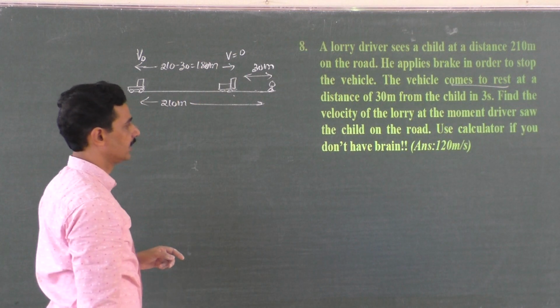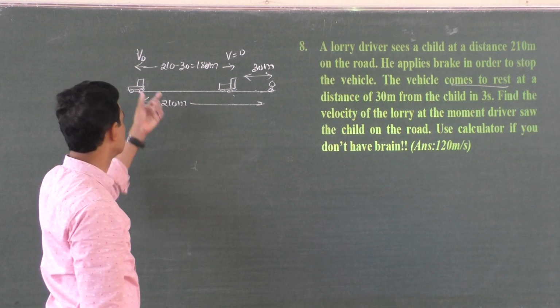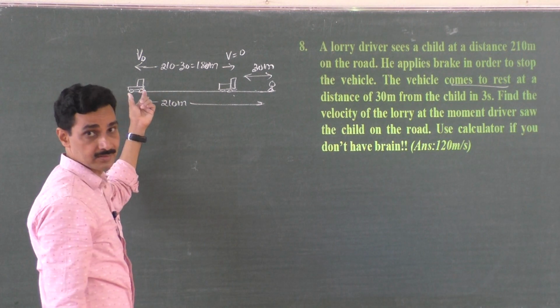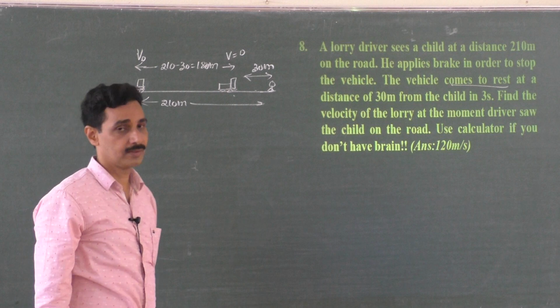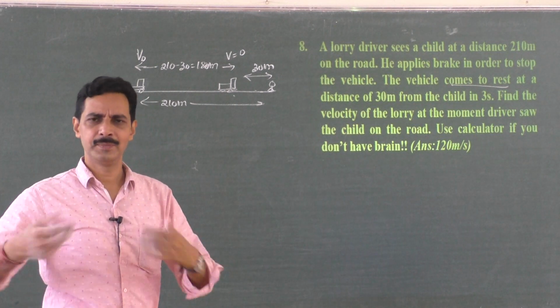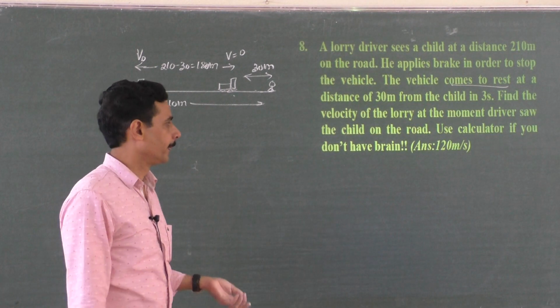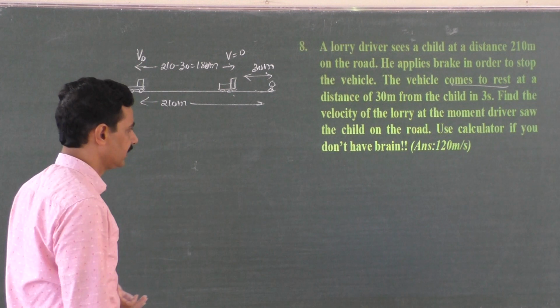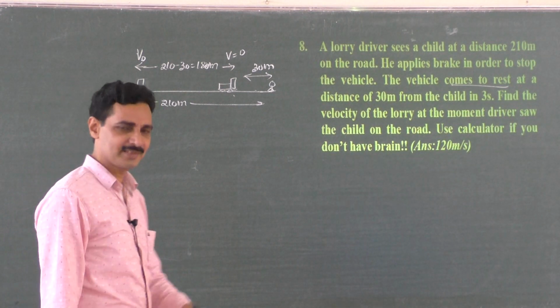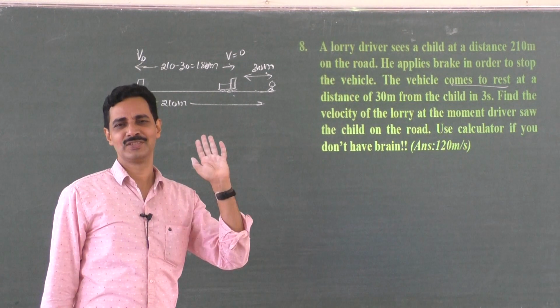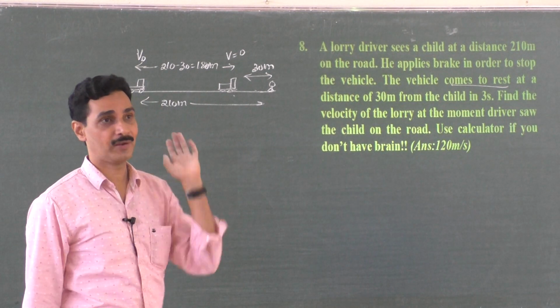Find the velocity of the lorry at the moment the driver saw the child. That means the initial velocity. Okay, and use the calculator if you don't have brain. That's a very beautiful sentence. You can use the calculator, no problem, and prove that you don't have brain.